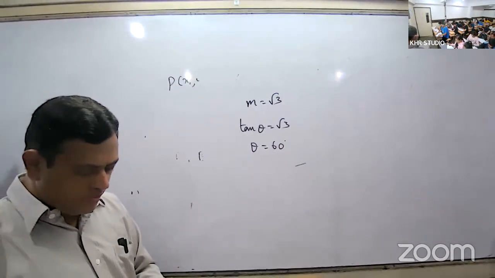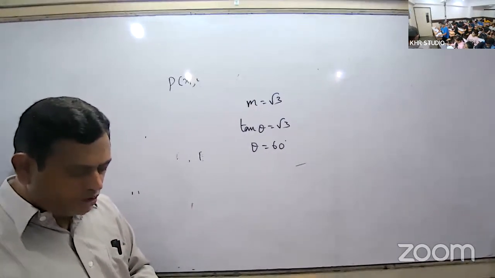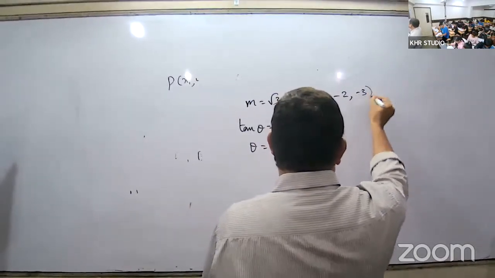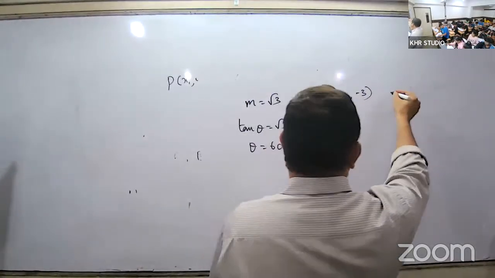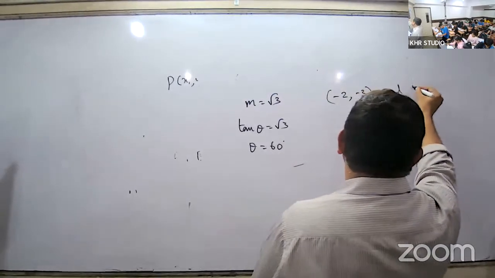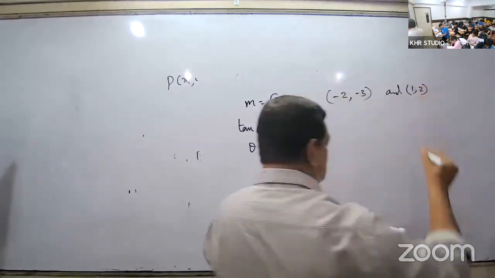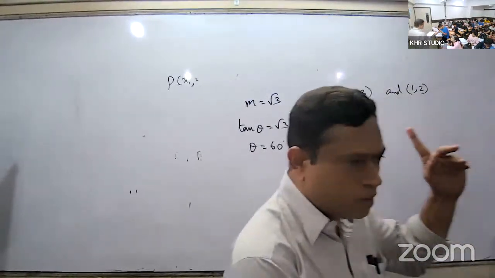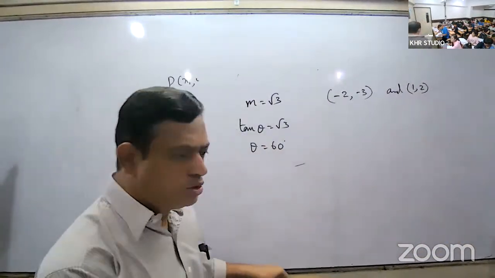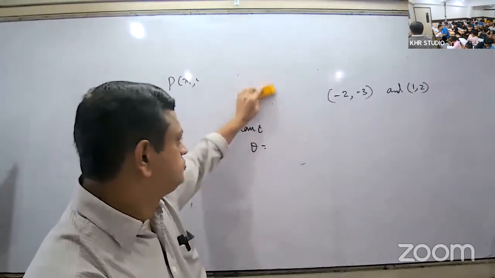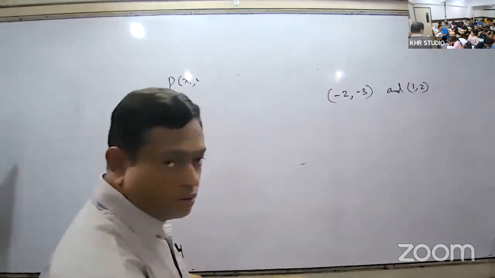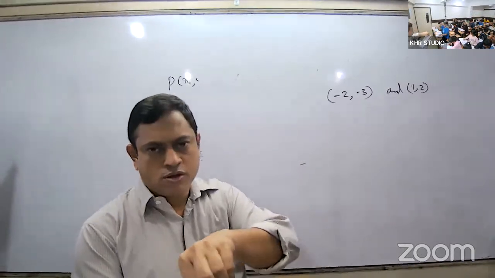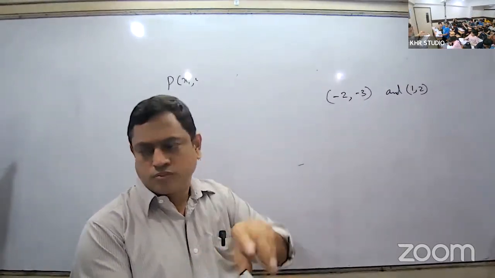Okay, third question. Find the slope of the line joining the points (-2, -3) and (1, 2). All of you find out. With two points, can you apply tan theta? No, use the formula. Which formula? y2 minus y1. So who got the answer?